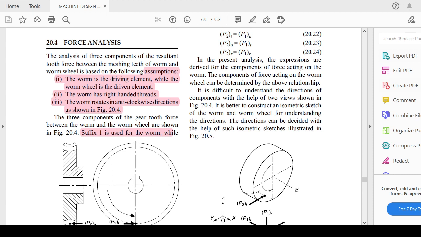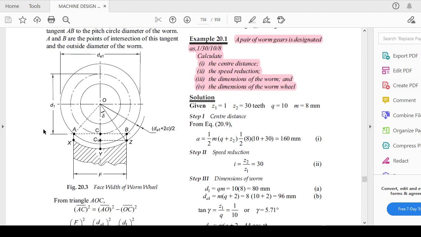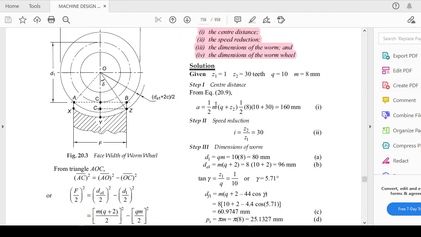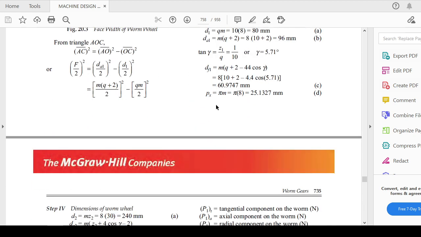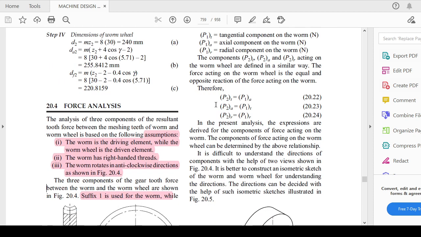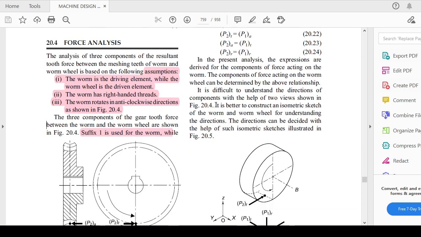As in the last session, we discussed the numerical problem related to the worm gear drive basics and terminologies. We have seen one numerical, and I will just recall it. This was the numerical which we discussed, and we also recalled all the necessary formulas for the calculation of this particular numerical, and we tried to solve it in the last session. So today we will start and discuss what you understand by the force analysis of worm gear drive.